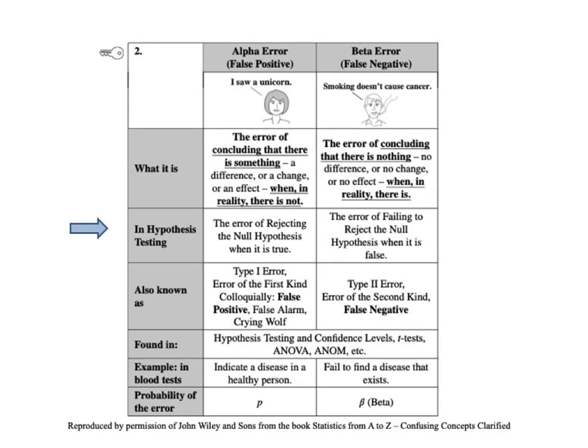The next row in the compare and contrast table tells us what these errors mean in hypothesis testing. If the test rejects the null hypothesis when the null hypothesis is in fact true, that is a false positive, an alpha error. If the null hypothesis is actually false, but the test fails to reject it, that is a beta error, a false negative.